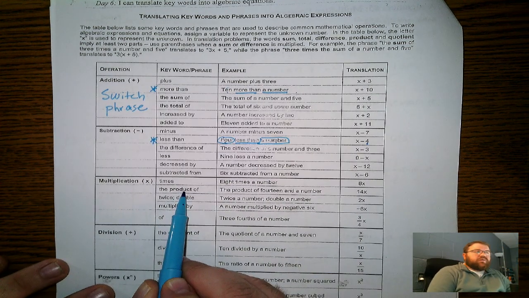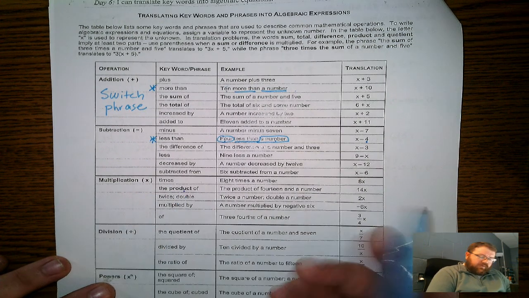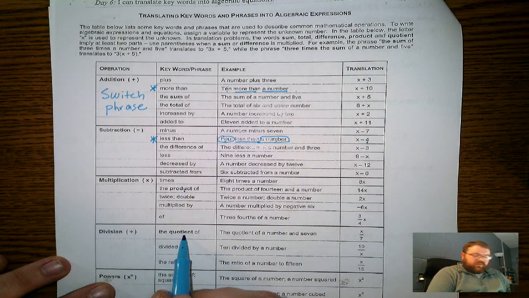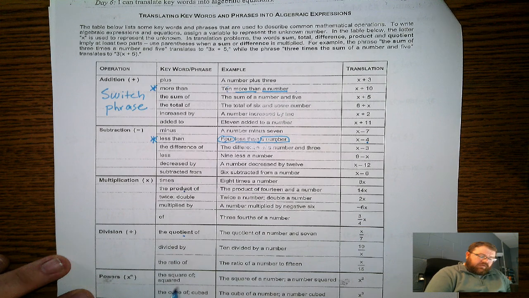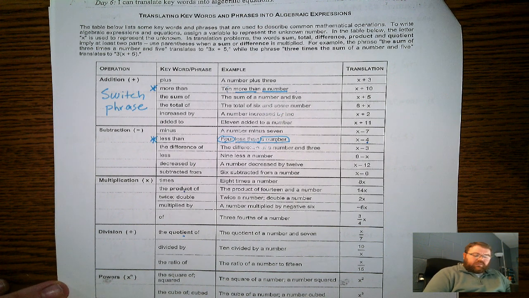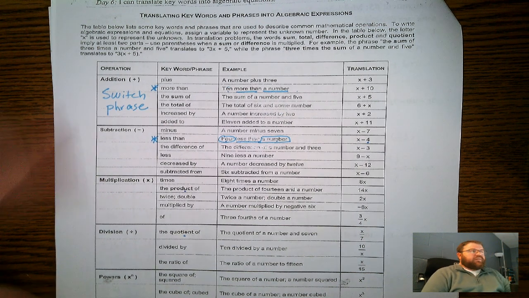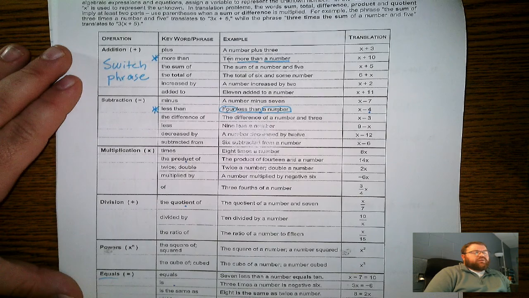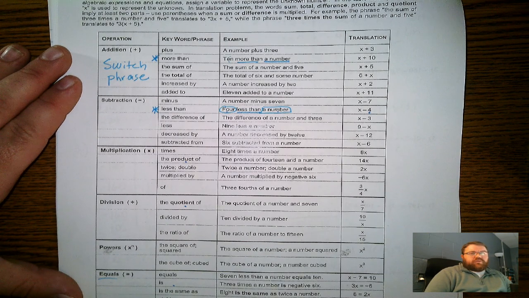Product is one that you should be familiar with. Product is the answer to a multiplication problem. Quotient is the answer to a division problem. Squared is a number to the second power. Cubed is a number to the third power. Is is one that we know the most, and that means equal. But this paper really is going to allow you to go back and forth without too much trouble.